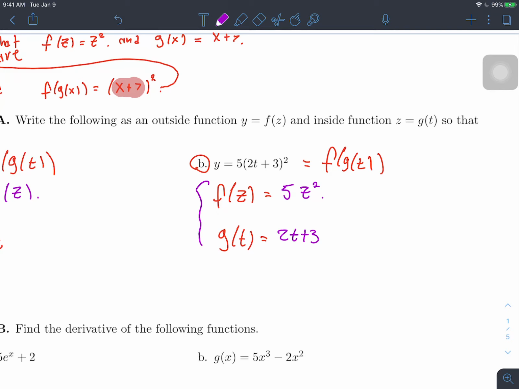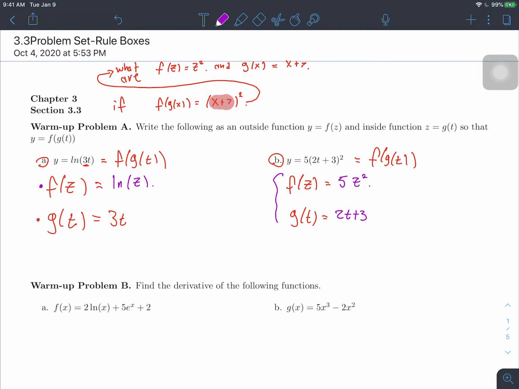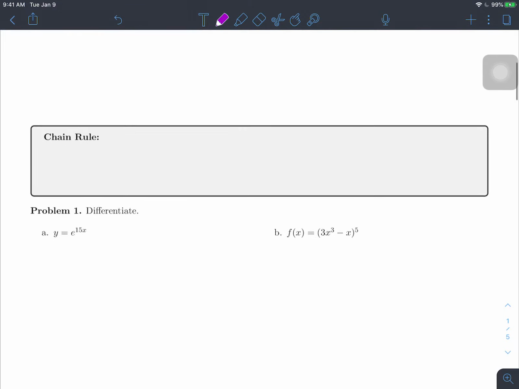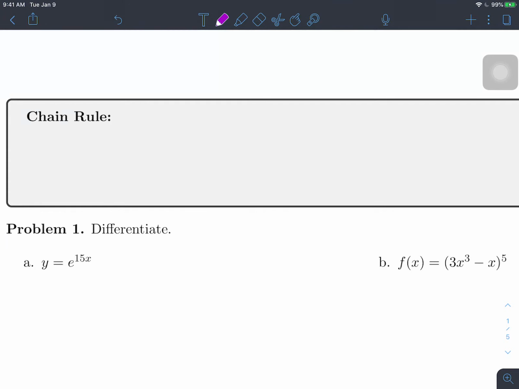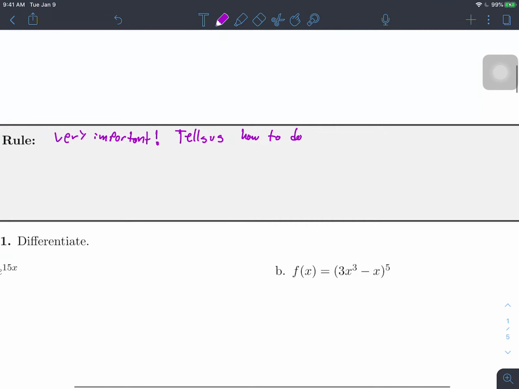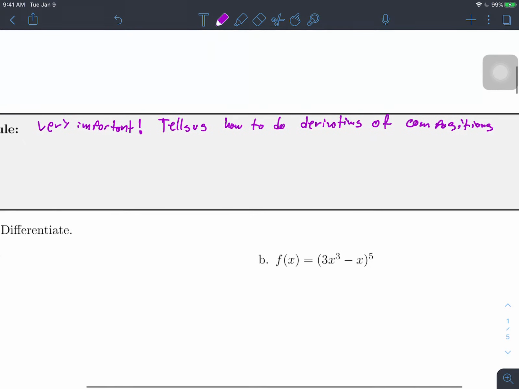We can't be stopped. We're gonna skip problem B. Now we're gonna learn about the chain rule, which is super important. I'll write it down. It's very important. It tells us how to do derivatives of compositions of functions.